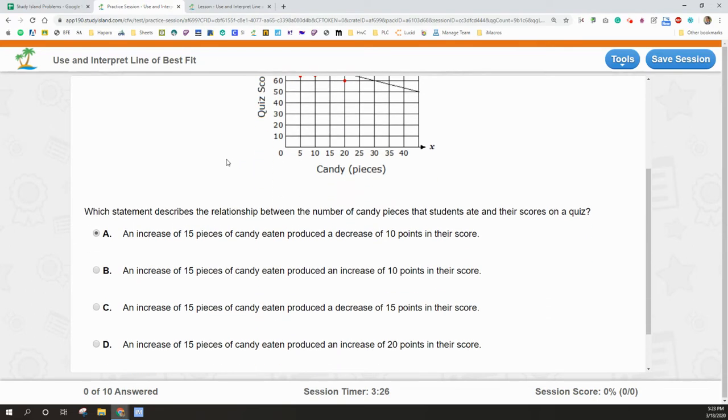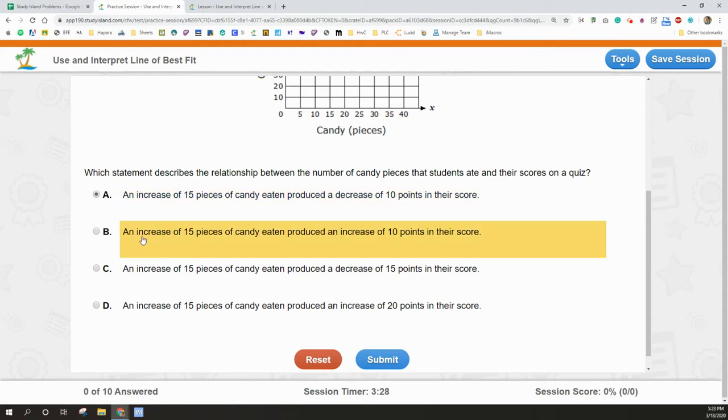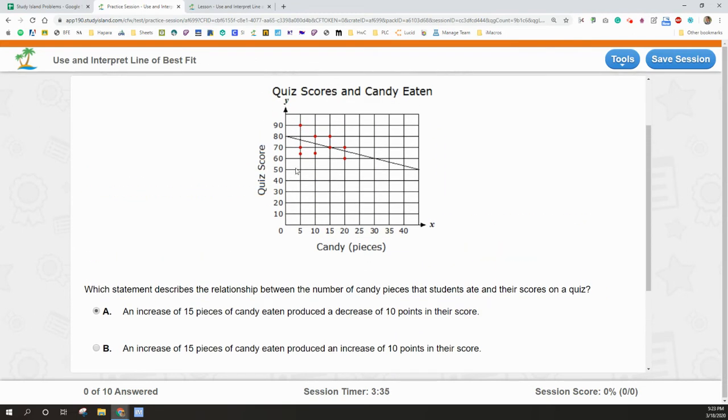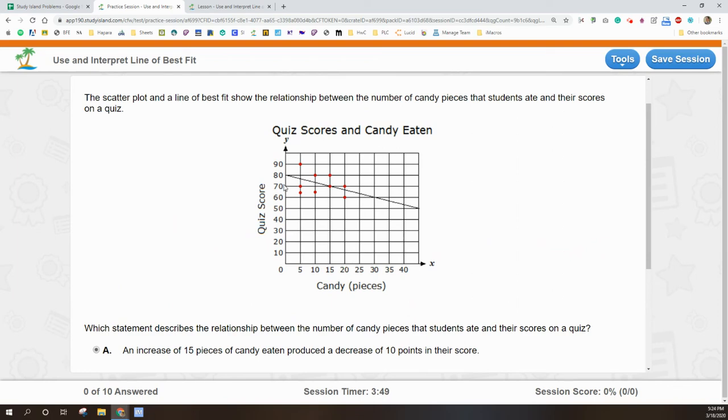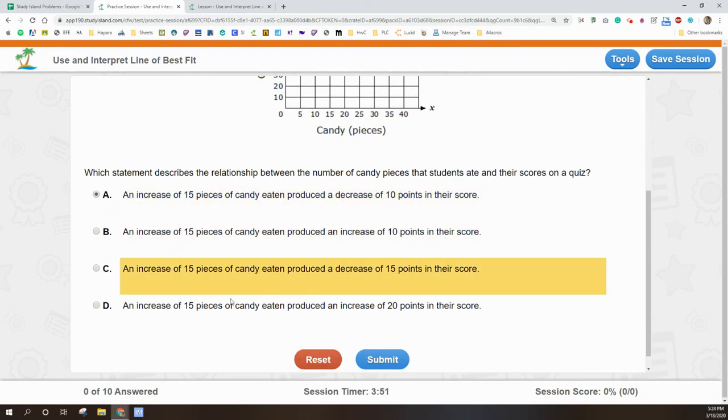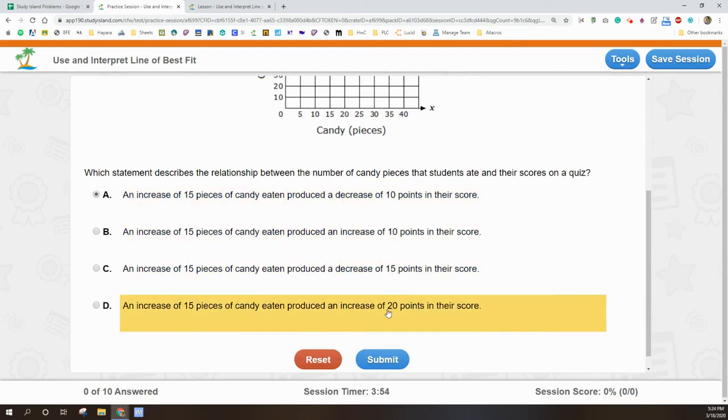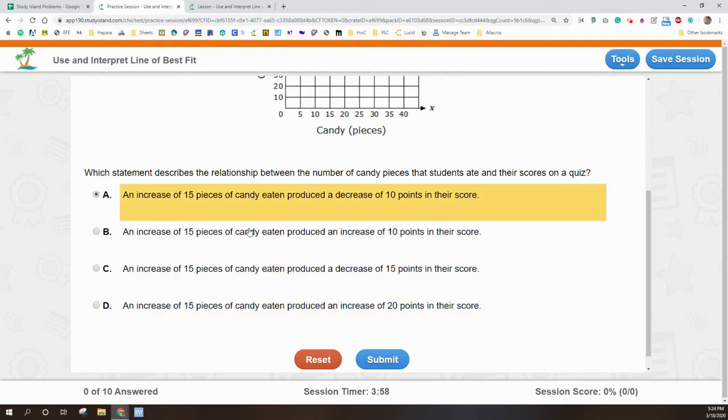You should make sure you know why the other sentences are wrong. B says an increase of 15 pieces of candy produces an increase of 10 points in their score. That would mean their score is going up as they ate more candy, but that's not what's going on here. They are losing points. C says an increase of 15 pieces of candy eaten produces a decrease of 15 points in their score, but their score is not going down by 15 points. It's going down 10 points at a time. And same thing with D. It says it's an increase. Again, it's definitely not an increase. And it says 20 points. So that's way off. So A is the right answer there.